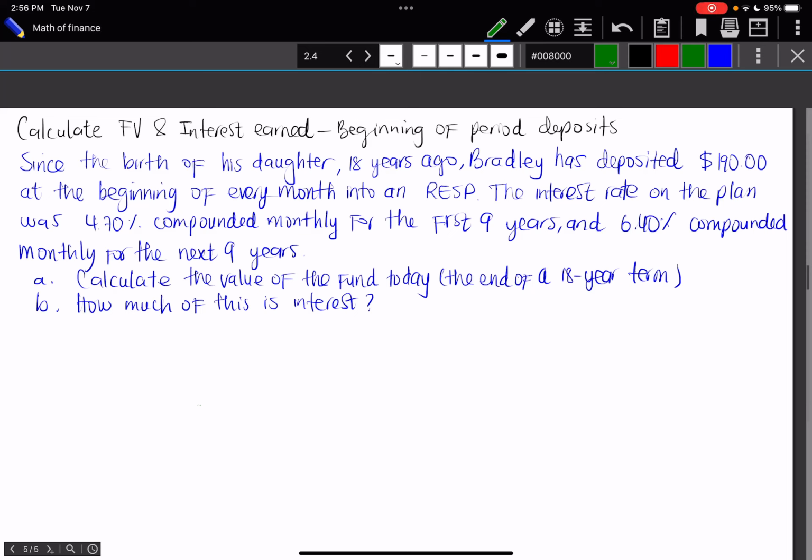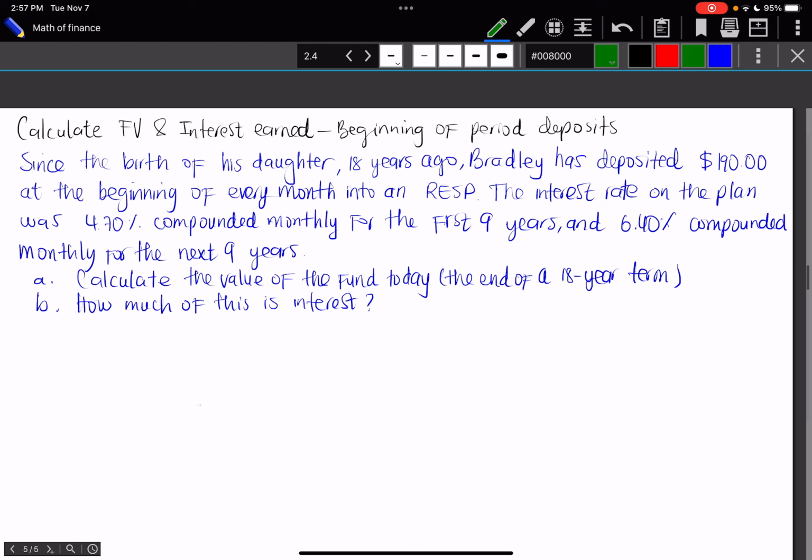And welcome to this video on annuities. An annuity is a series of payments, usually in equal amounts, made at regular intervals for a fixed period of time. Consider the example we have right here.